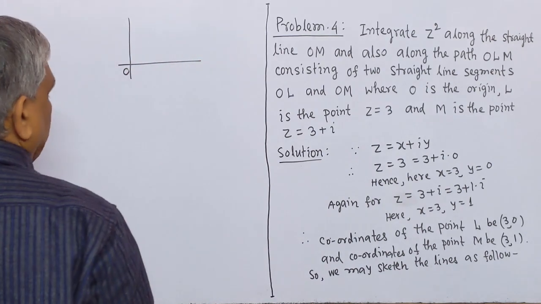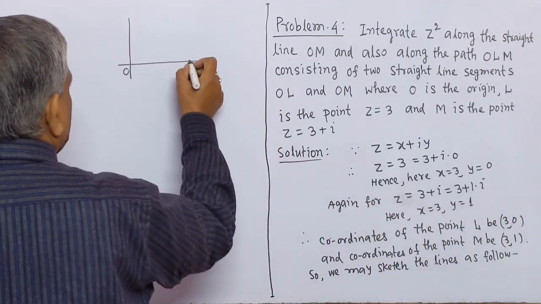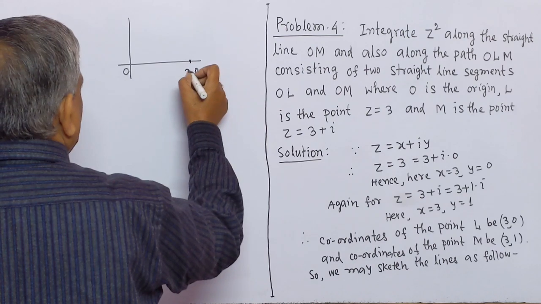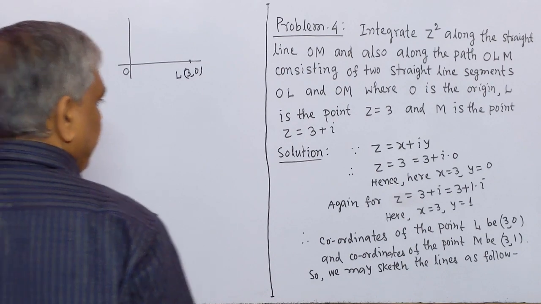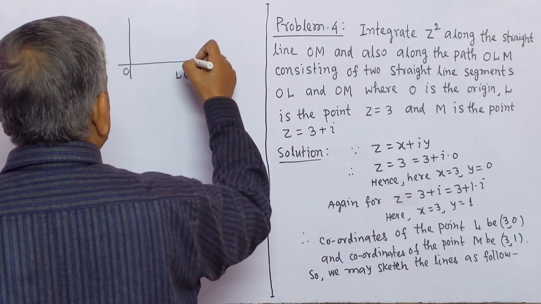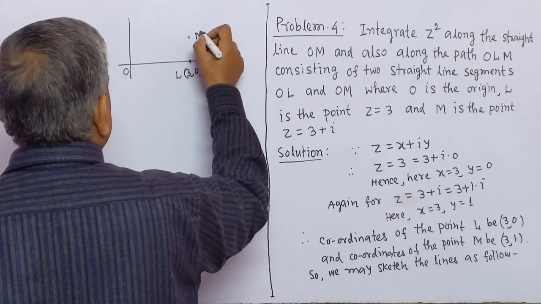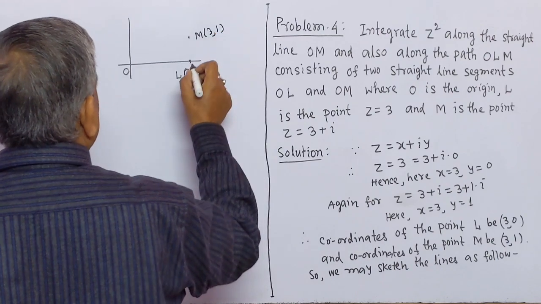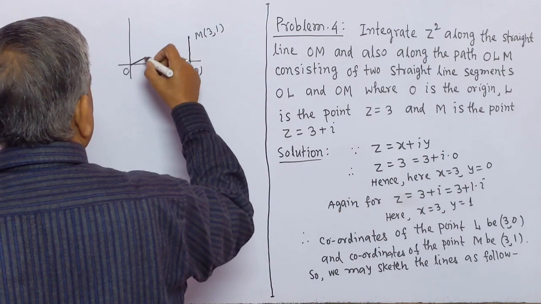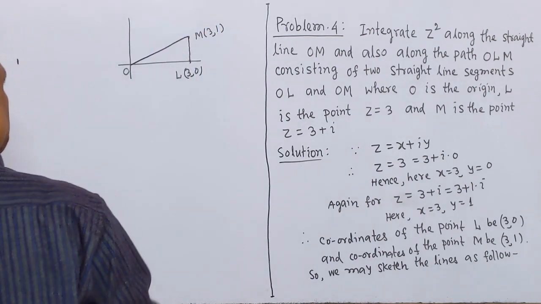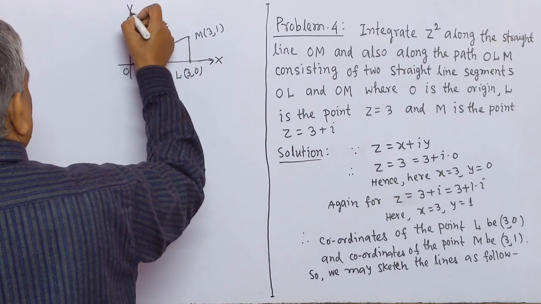Here is the origin O. Coordinates of L be (3, 0), so this is L. Coordinates of M be (3, 1), so this is M. We join LM, we join OM. This is the X axis and this is the Y axis.